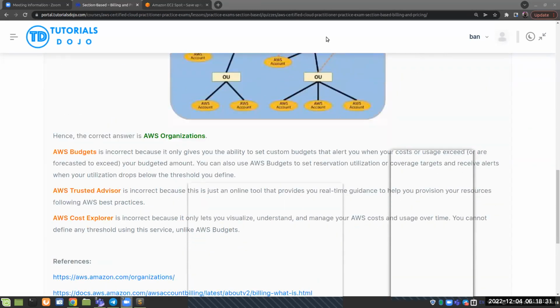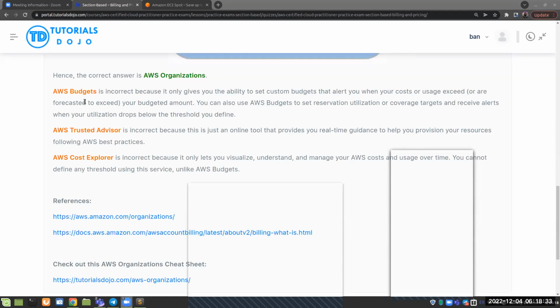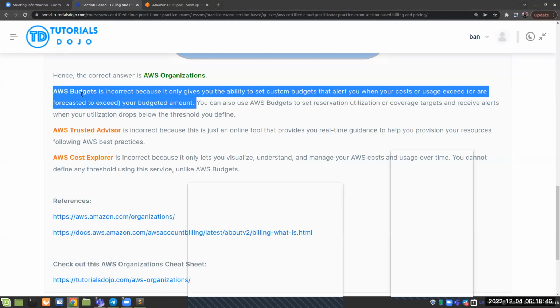But then, as usual, you have to remember what AWS Budgets is. AWS Budgets only gives you the ability to set custom budgets that alert you when your cost or usage exceeds your budgeted amount. So AWS Budgets is just a service where, for example, you may want that in the month of December, you only spend a maximum of 50 euros in your AWS account.